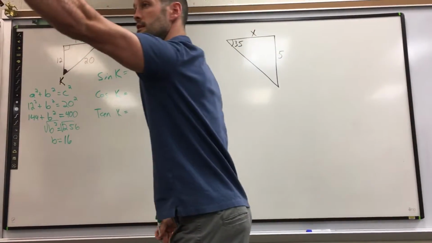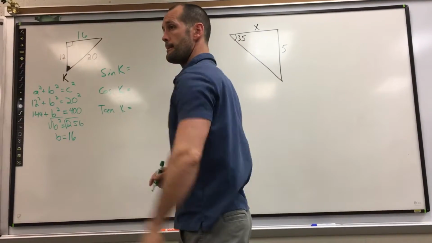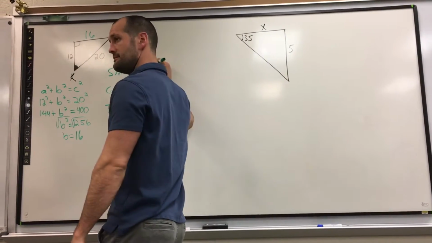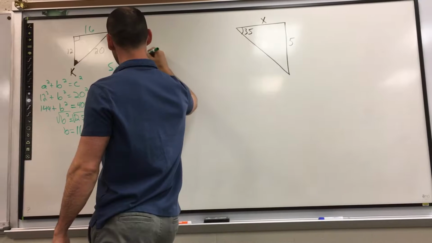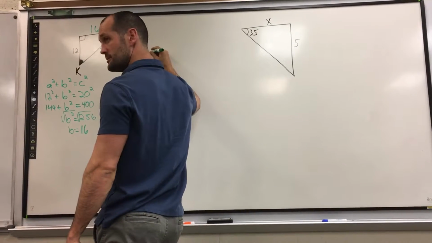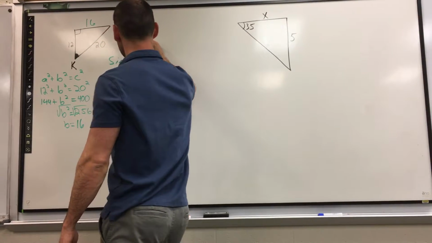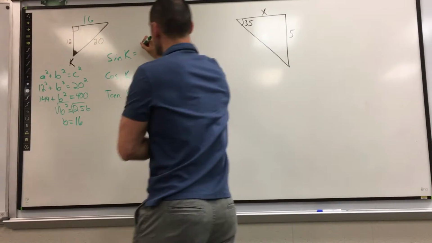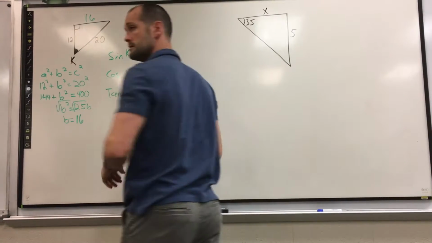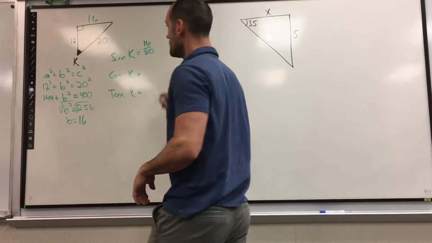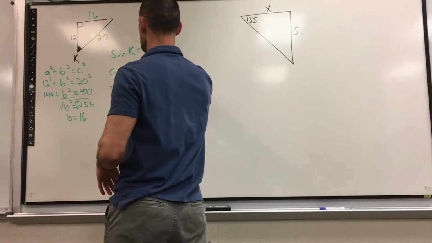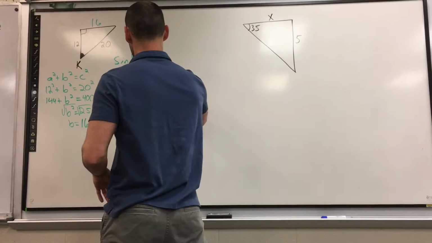So what are my three ratios? Pop them out. Sine is opposite over hypotenuse, which is 16 over 20. Cosine, adjacent over hypotenuse, which is 12 over 20.